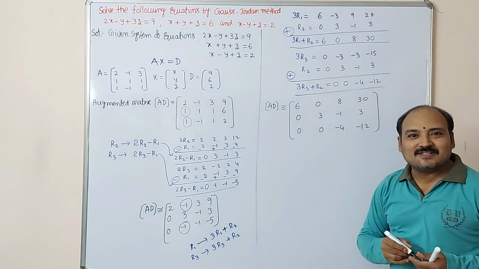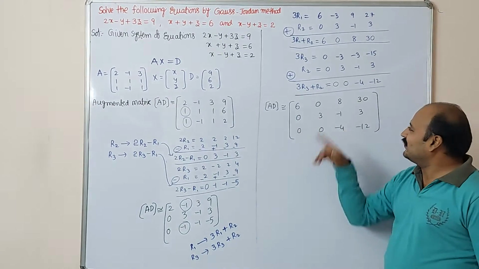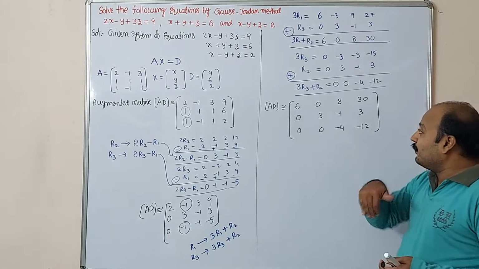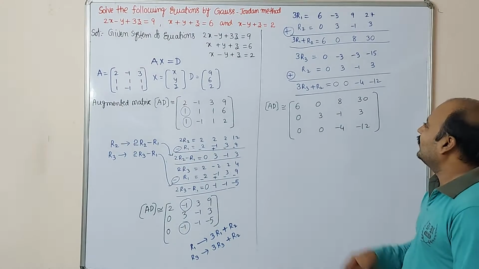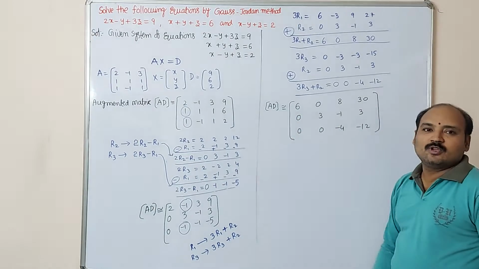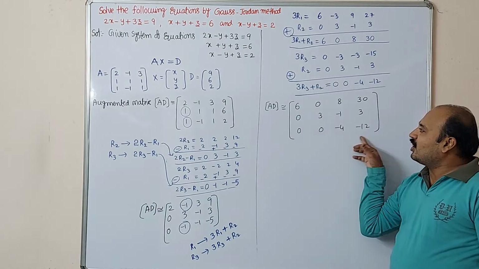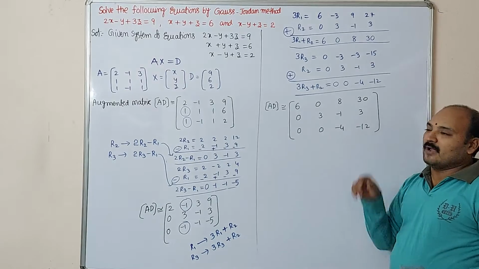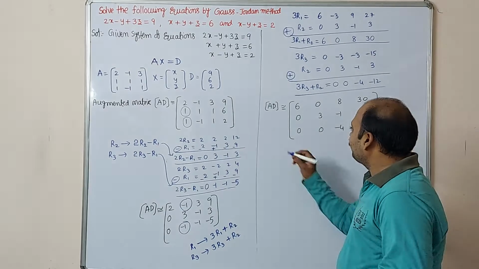I hope you understand, dear students. These values we made 0. These values also we made 0. Before that, here one more important thing. Here 6, 8, 30, the first row is divisible by 2. To make the simplest form, the last row is also divisible by minus 4. That we can make it.